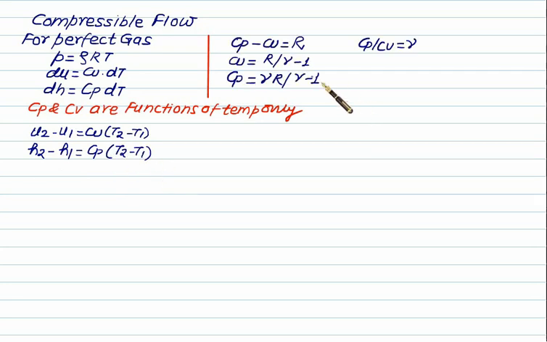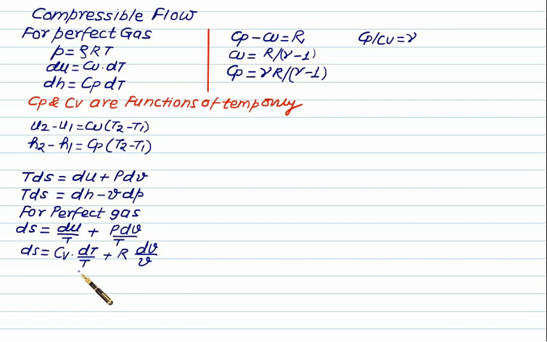The specific heat at constant pressure minus specific heat at constant volume is always equal to the gas constant, and the ratio is represented by gamma. If we solve using these two equations, Cv is equal to R divided by gamma minus 1, and for Cp we get gamma R upon gamma minus 1. These are two equations we can use for a perfect gas, and the process is reversible.